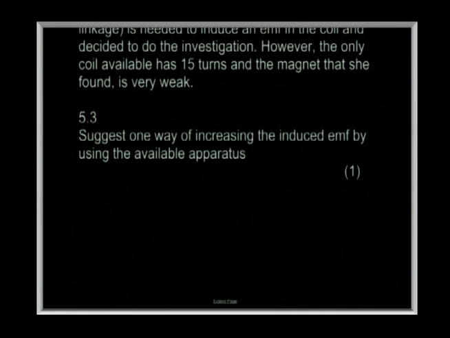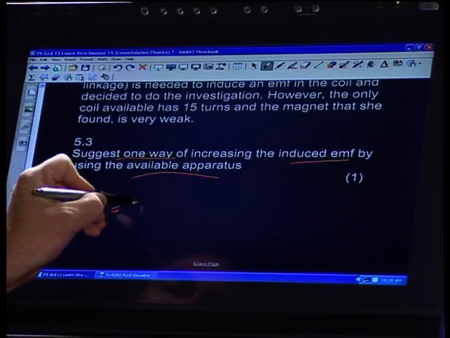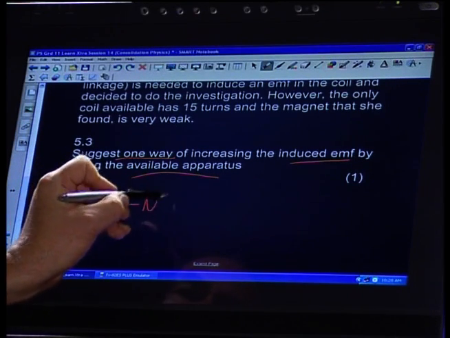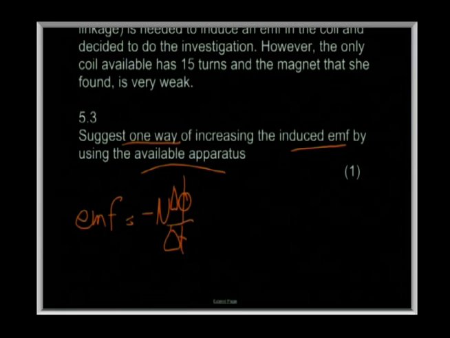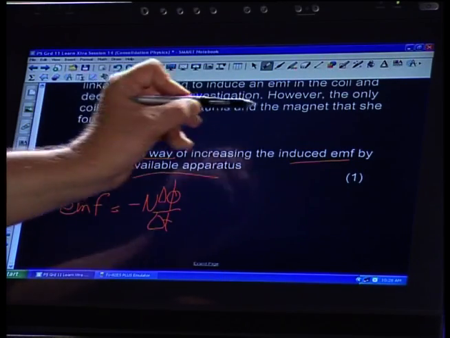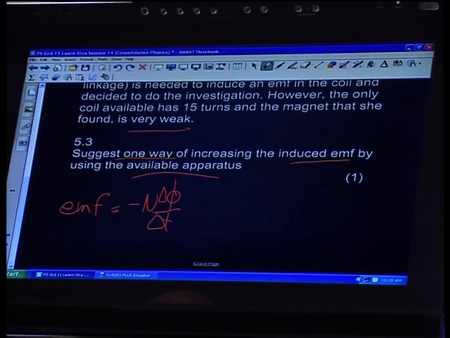Okay, so now, what did we say here? Suggest one way of increasing the induced EMF using the available apparatus. So here's something that we need to think about and you need to learn. Look at the equation again. EMF is equal to minus N delta phi over delta T. Now, what can we do to change it? We can't change the magnet, although we've only got this weak magnet, it's very weak.